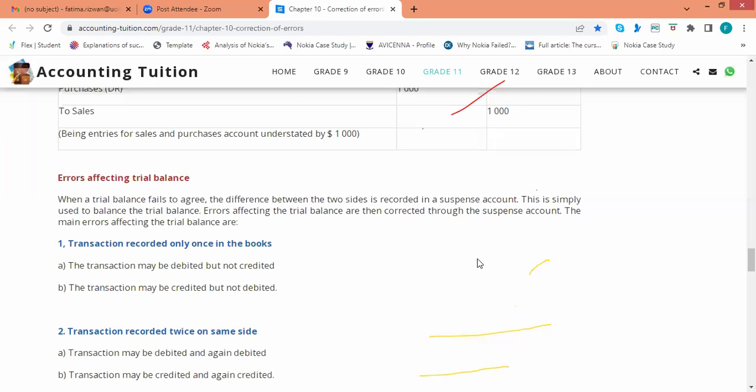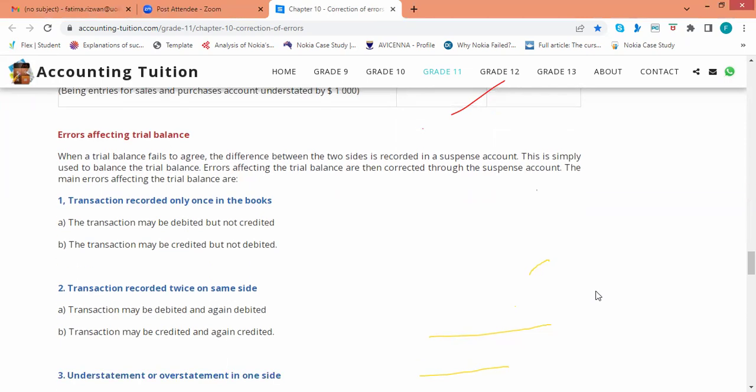Similarly, over here in accounting as well, when we see that your debit and credit are not equal, we just write it somewhere in the suspense account, and then the suspense account is used for other things. By other things I mean, you start looking and you rectify your errors. There are transactions recorded only once in the books.